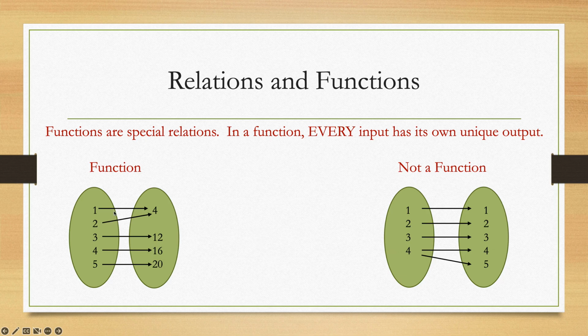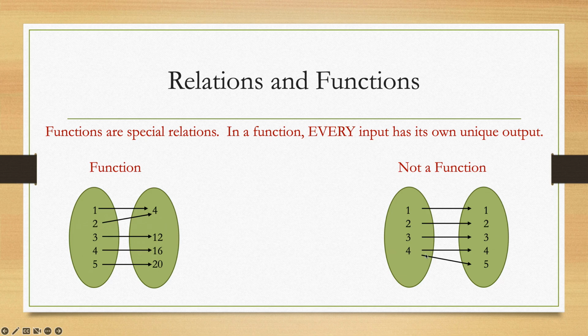So this is a function on the left. 1 becomes 4, or the image of 1 is 4, the image of 2 is 4, the image of 3 is 12, 4 is 16, 5 is 20. That's fine. It's legit. It's a function. Each domain element, 1, 2, 3, 4, 5, has one and only one, a single, unique, distinct image.